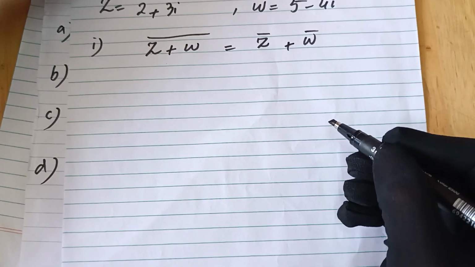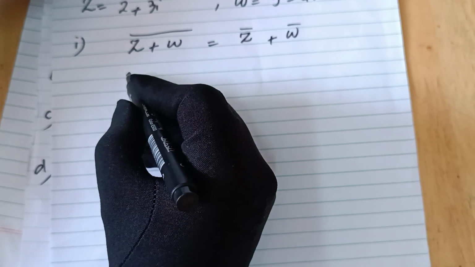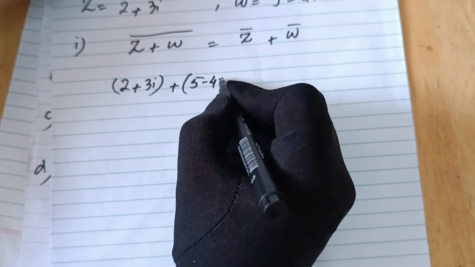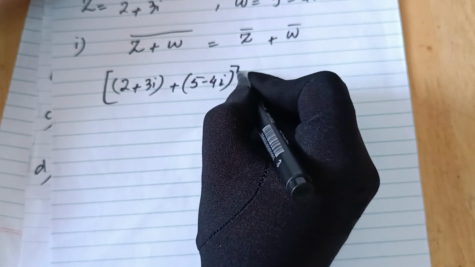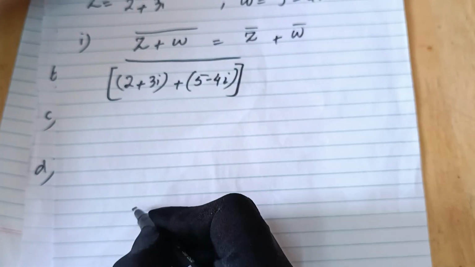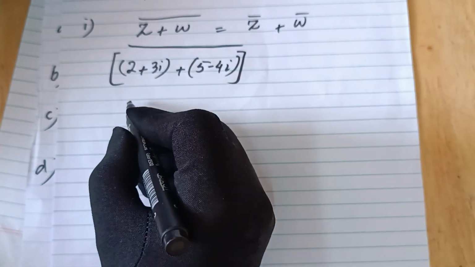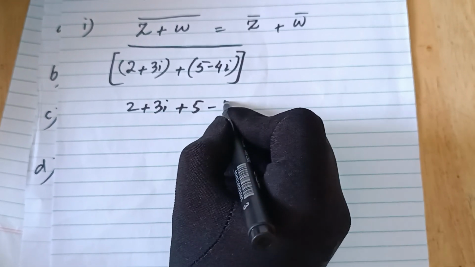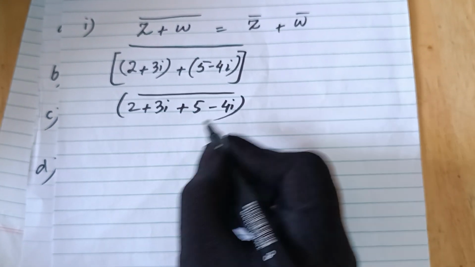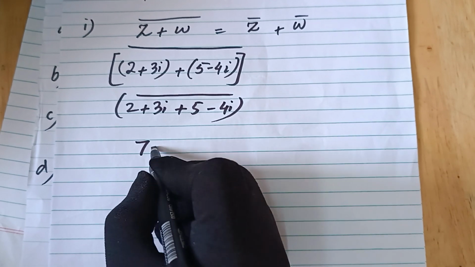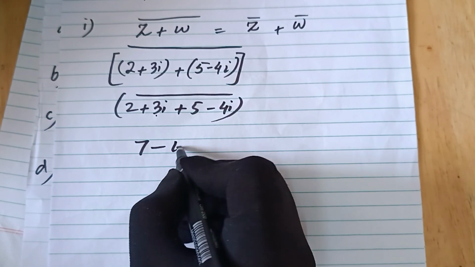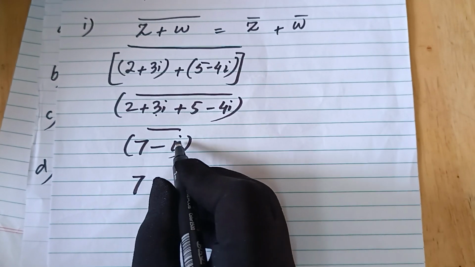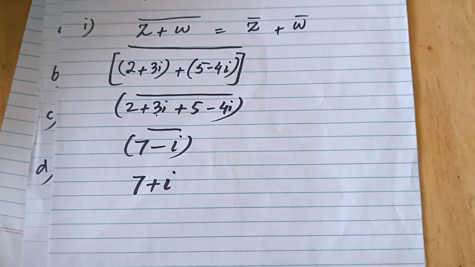So we have the values. Writing the value of Z, 2 plus 3i, plus W, 5 minus 4i, and make it whole conjugate. First solve this side. (2 plus 3i plus 5 minus 4i) whole conjugate, which is (7 minus i) whole conjugate. When you solve the conjugate, the real part remains the same and the imaginary part changes sign.